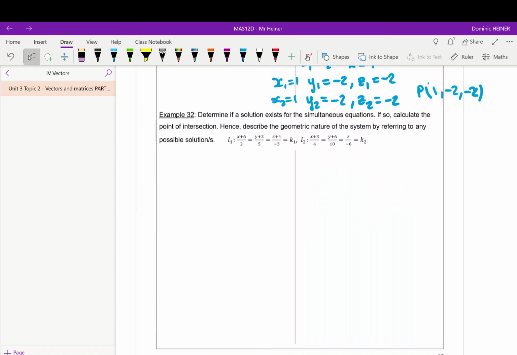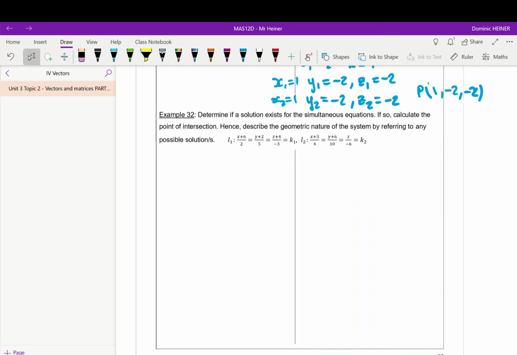Okay, for example 32, we want to determine if a solution exists for the simultaneous equations. If so, calculate the point of intersection and hence describe the geometric nature of the system by referring to any possible solutions. So first of all, we have to determine, are these parallel? So let's convert it from Cartesian form into its vector form.